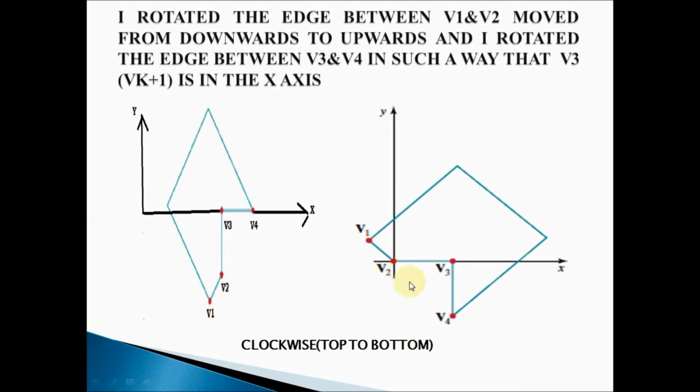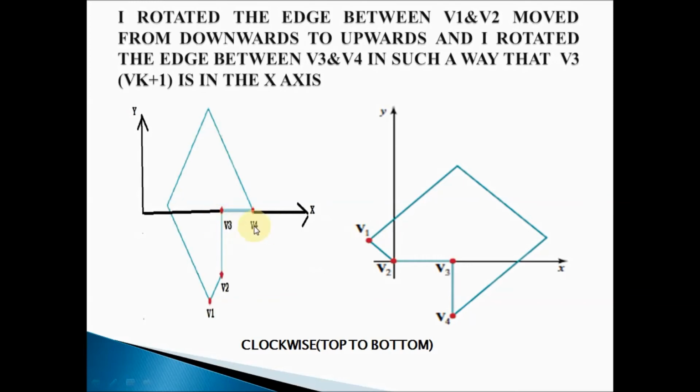Now v2 v1 is rotated from downwards. The edge v1 v2 is moved upwards. Understanding, guys? The rotation is done. So v2 v1, which was in the downward direction, is moved upwards, right?